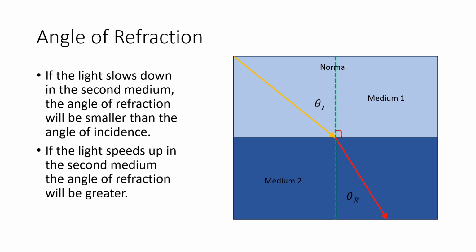And then, of course, you're going to have a refracted ray rather than a reflected ray. And you can measure the angle of incidence from the normal over to that incident ray, and the angle of refraction from the normal over to the refracted ray. This symbol here is a theta that's often used to represent angles.